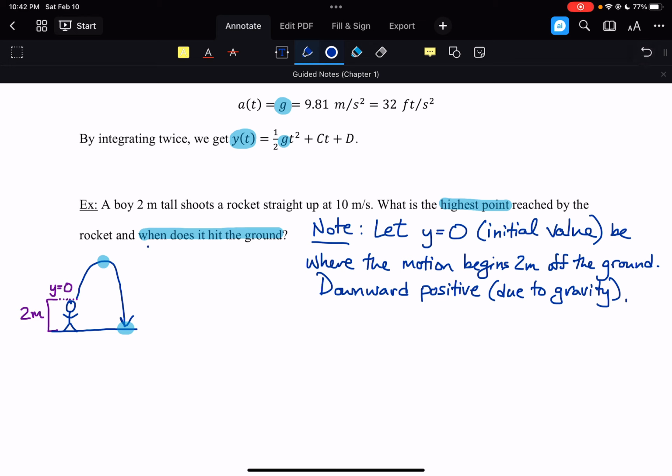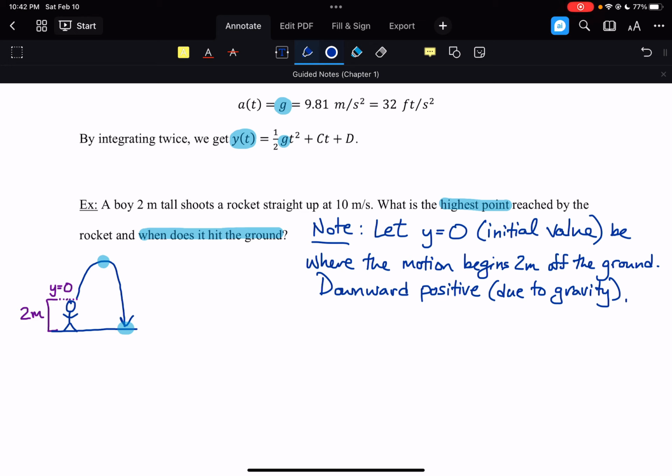And then the other thing is we're assuming a downward positive orientation due to gravity. So gravity is always pushing everything down towards the surface. So when we're setting up positive versus negative, we're assuming that everything going down is moving in a positive direction. Everything going up is moving negatively because it's moving against the force of gravity.